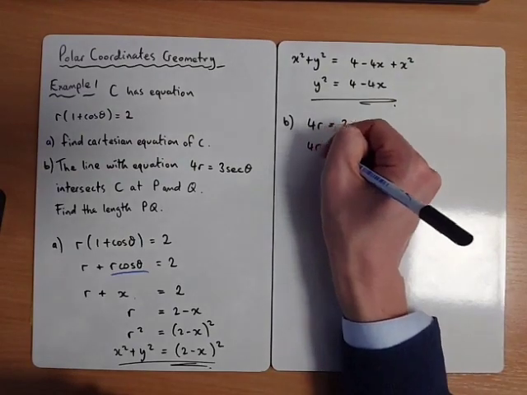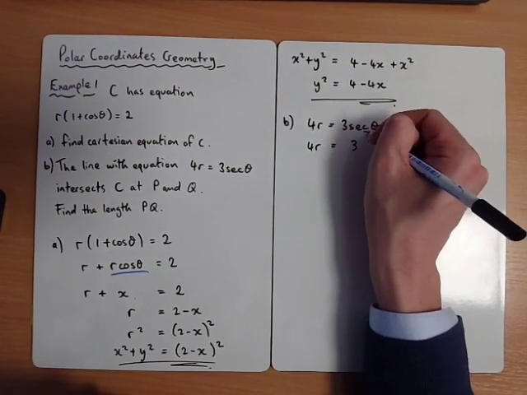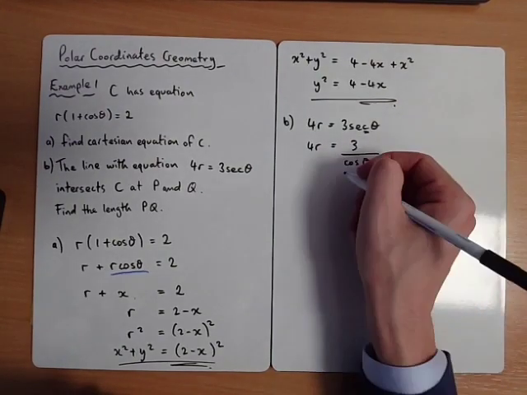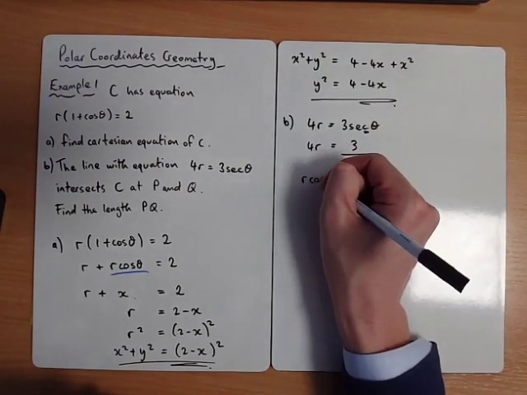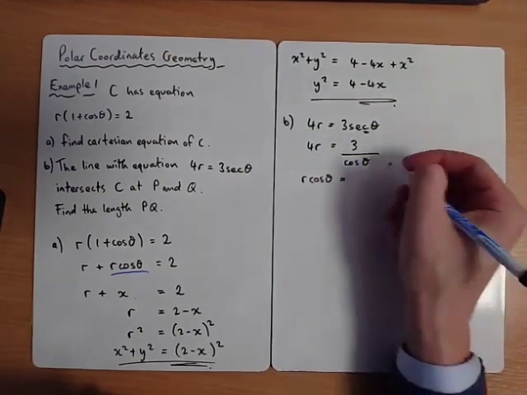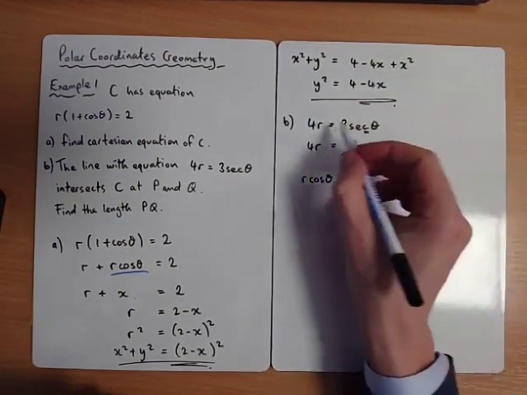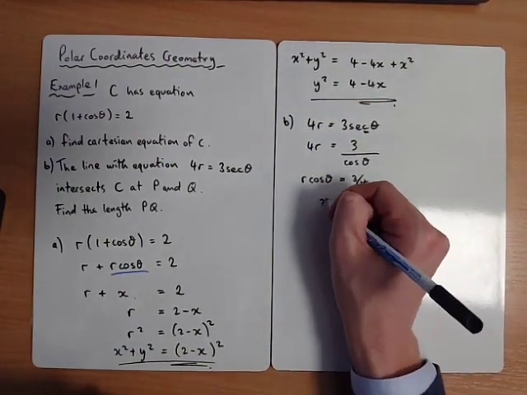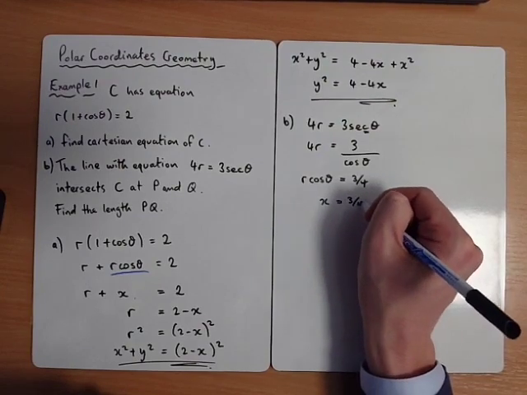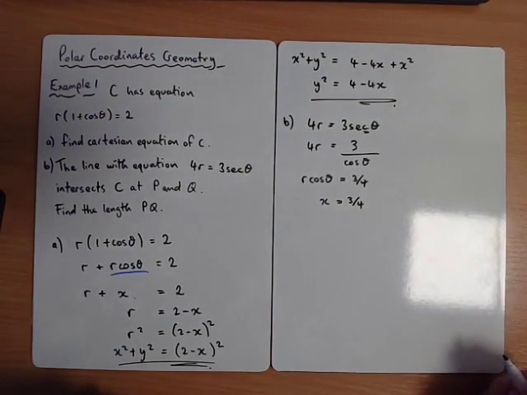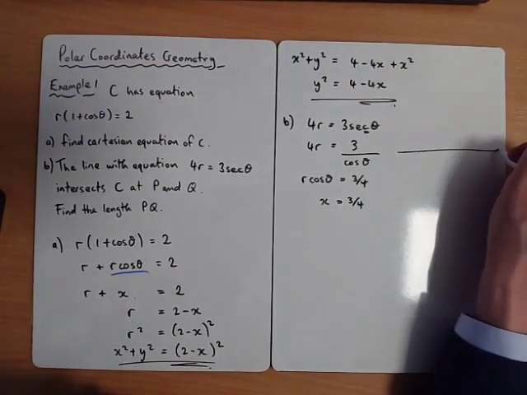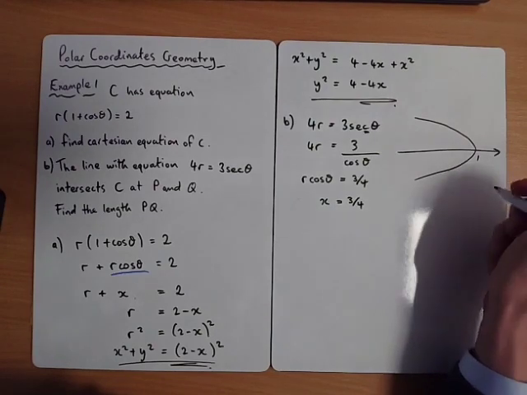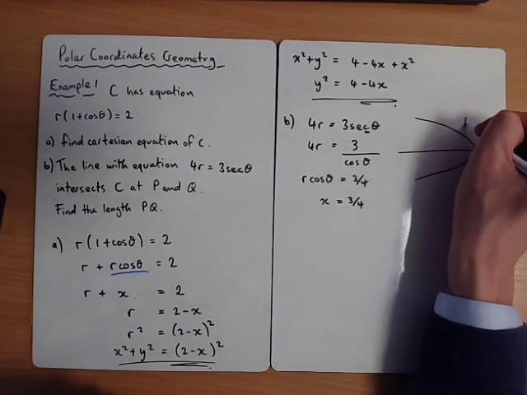We've got 4r equals 3. Sec is the reciprocal of cos, so it'd be 3 divided by cos theta. So if we rearrange this, we've got r cos theta equals 3 over 4. So this polar line is actually the line r cos theta, which is x. So we can think about that as the equation x equals 3 over 4. And if we go back to our sketch, we knew the root was at 1. X equals 3 over 4.